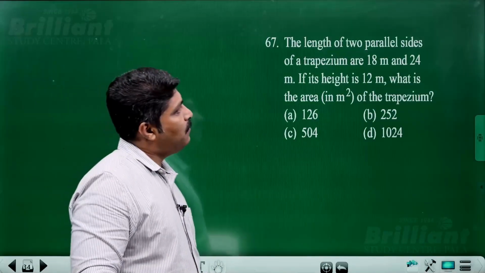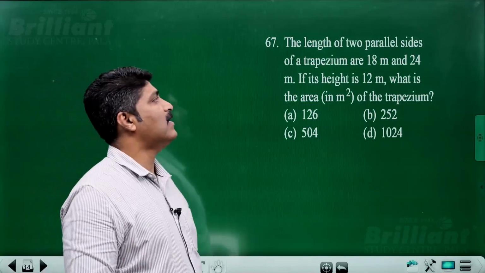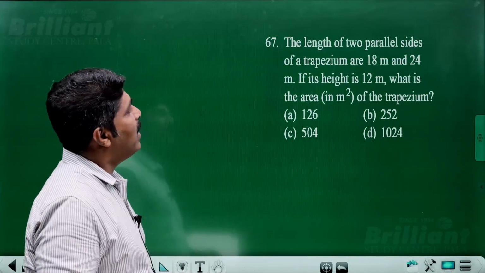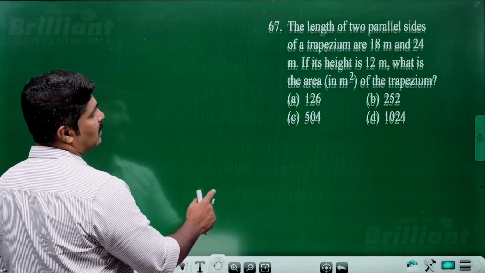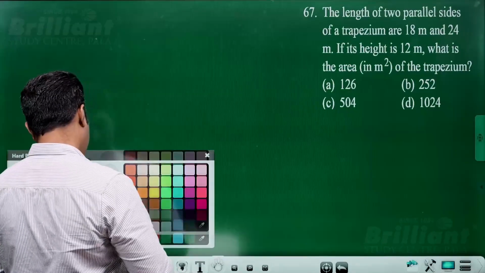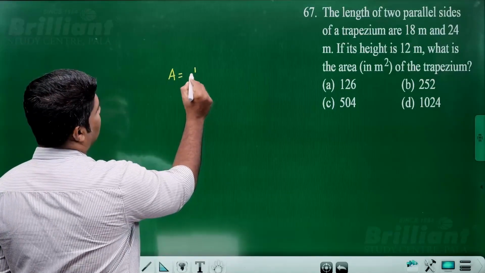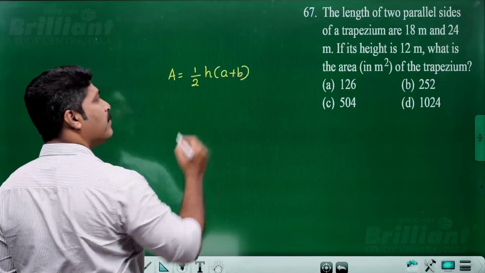The length of 2 parallel sides of a trapezium is 18 meter and 24 meter. Its height is 12 meter. What is its area? I'm directly giving the result for finding the answer to such a question. If it is a case of a trapezium, its area is half of h into a plus b.